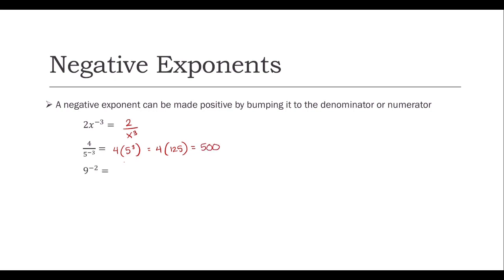9 to the negative 2 is the same as 1 over 9 squared, which is 1 over 81. And then 1 over 3 to the negative 2 is the same as 3 squared, because we'll bump it up to our numerator. So that's 9.